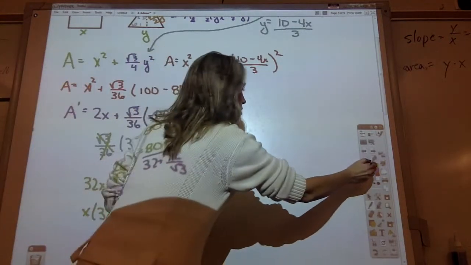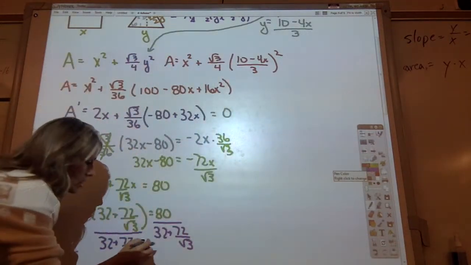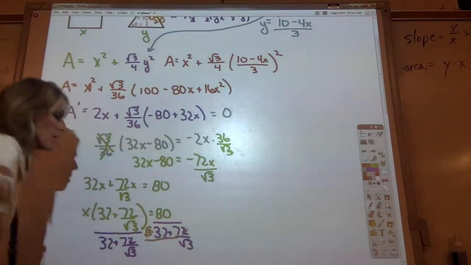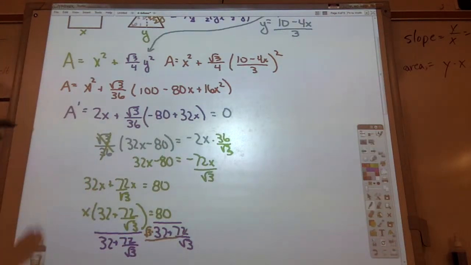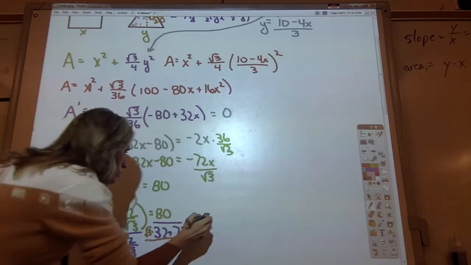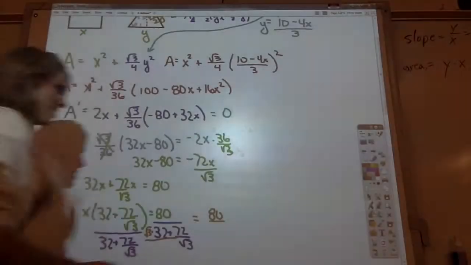Okay, now, if I may make a suggestion, get yourself a common denominator down there. Okay, I'm going to rewrite that as 32 times the square root of 3 when I can fit it. So, top times the reciprocal of the bottom. Okay.